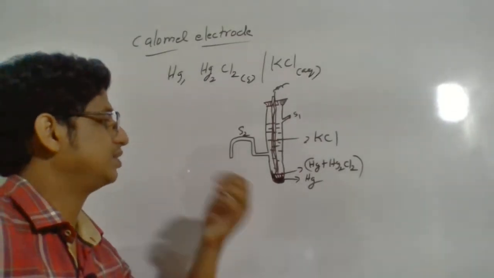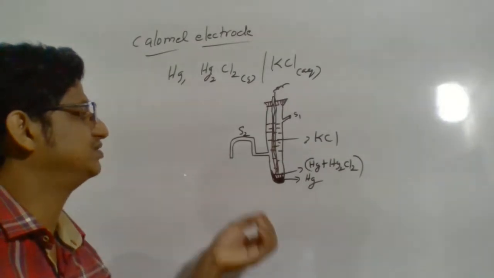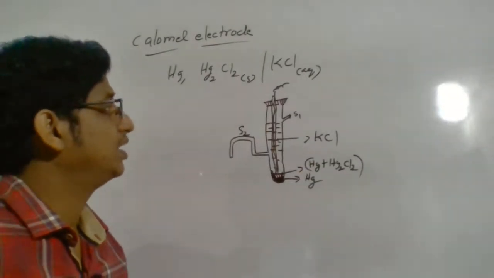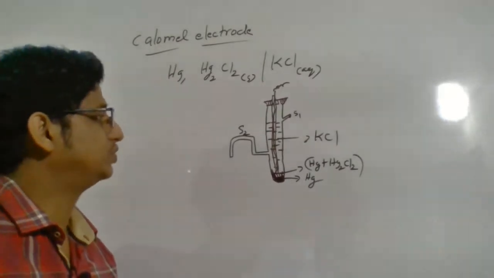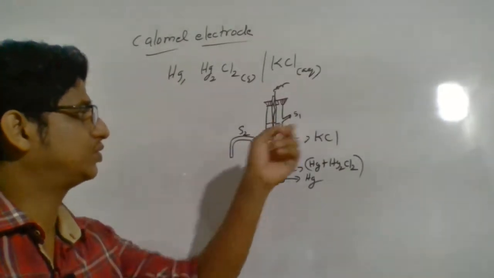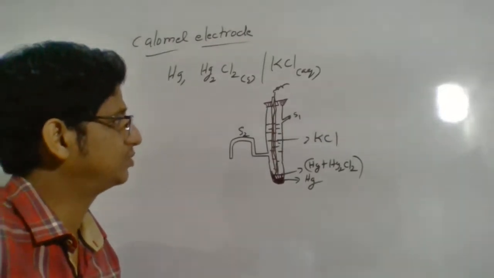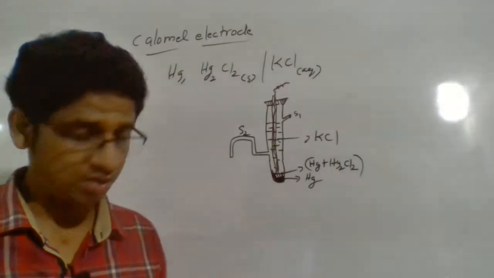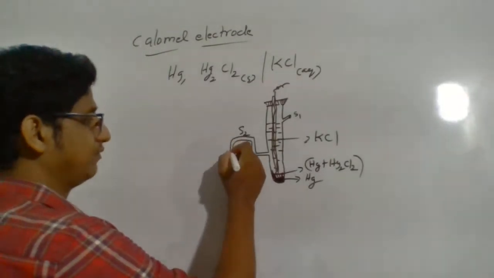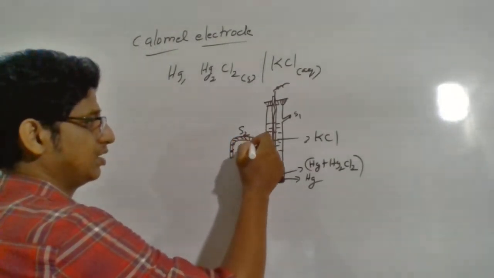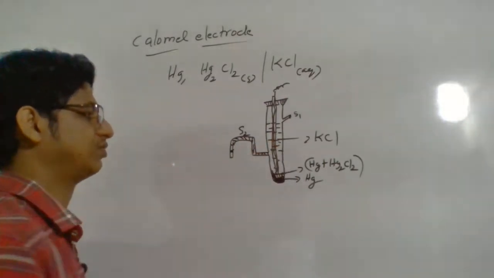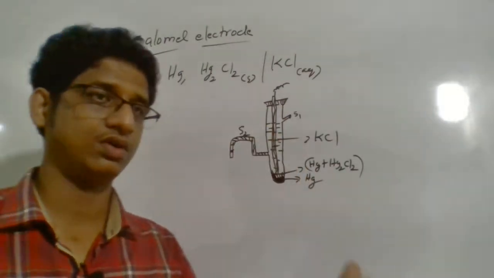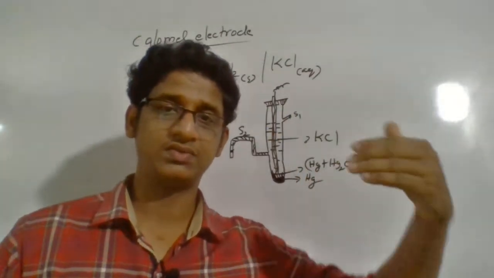A platinum wire, that is an inert platinum wire, is inserted inside the glass tube to ensure the electrical contact with the external circuit. There are two openings, S1, through which the KCl solution is filled, and S2, another opening where we connect the next electrode. So we always require a reference electrode to find the electrode potential of this unknown electrode.